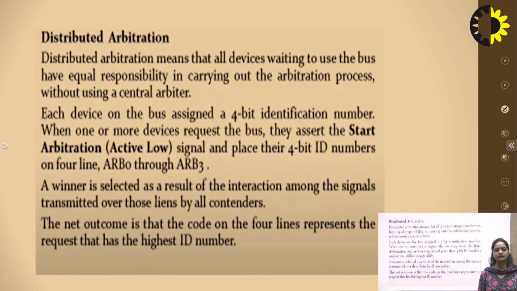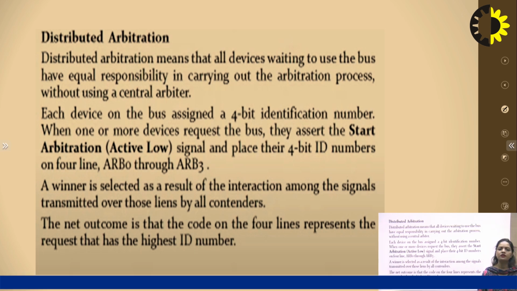Now the next type of scheme for arbitration is the distributed scheme. In the distributed scheme, as I told earlier, there is no centralized bus master. All the devices have an equal right to get a chance to become a master. Now how is it possible?